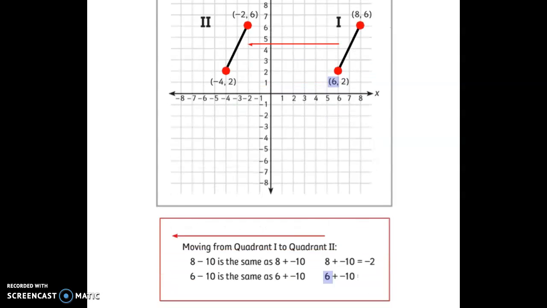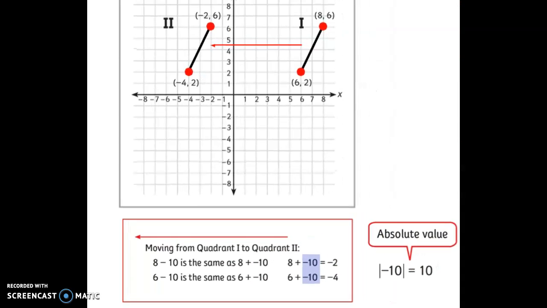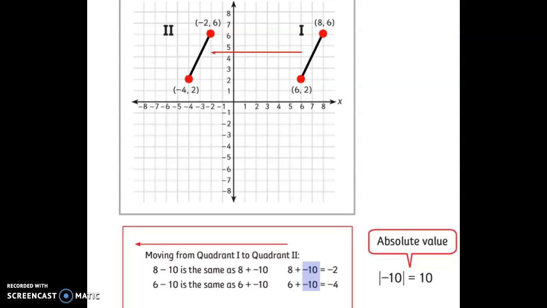Let's look at the other endpoint. We started at 6 and moved left 10 to -4. In both cases, we moved left 10, which is the same as adding -10. The absolute value of -10 is 10. This means we moved 10 units because distance is always positive.